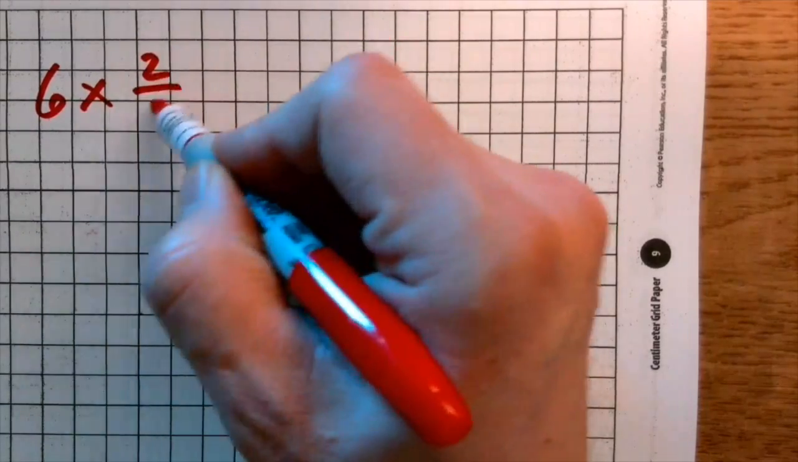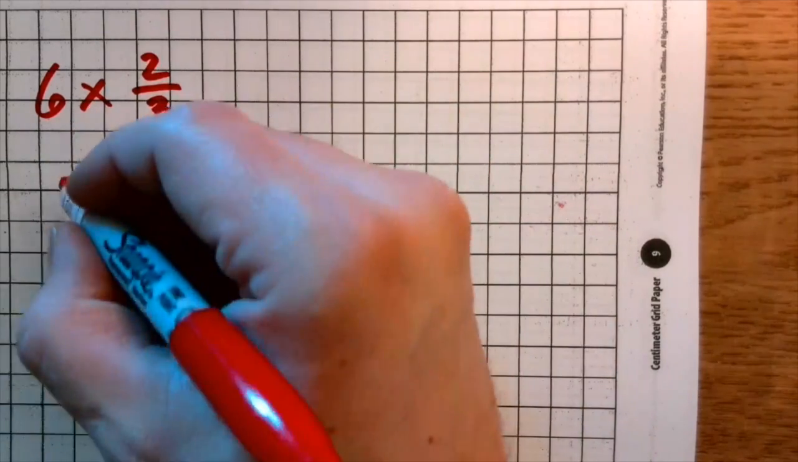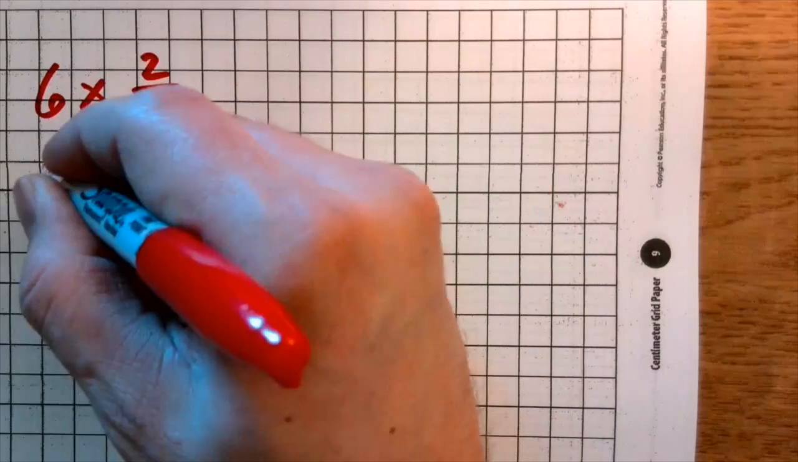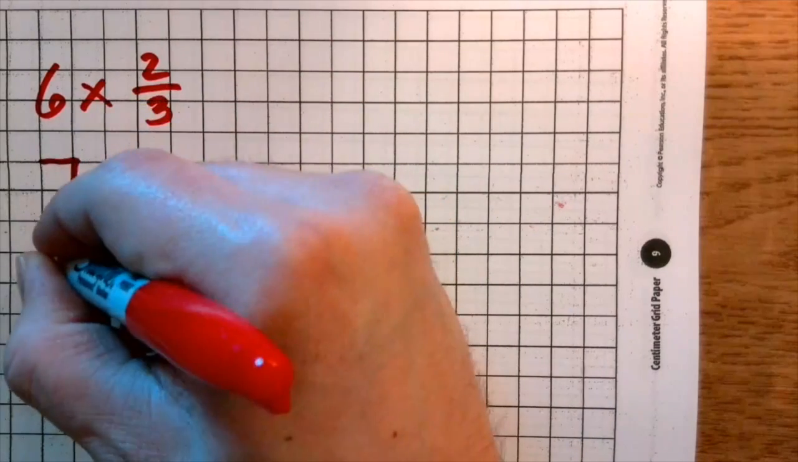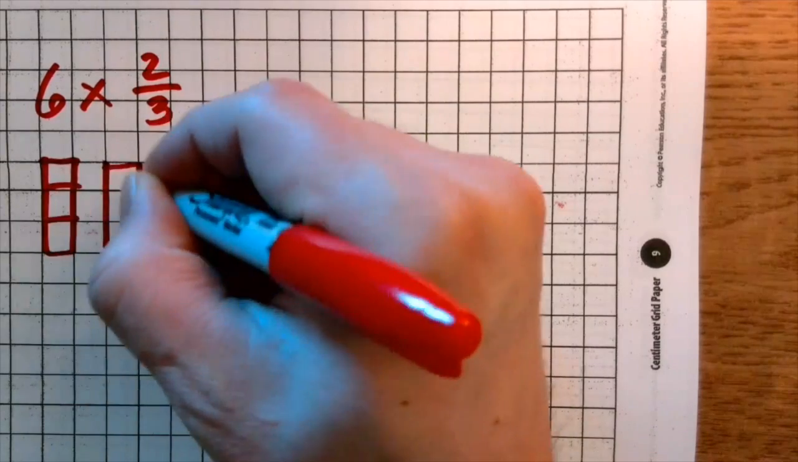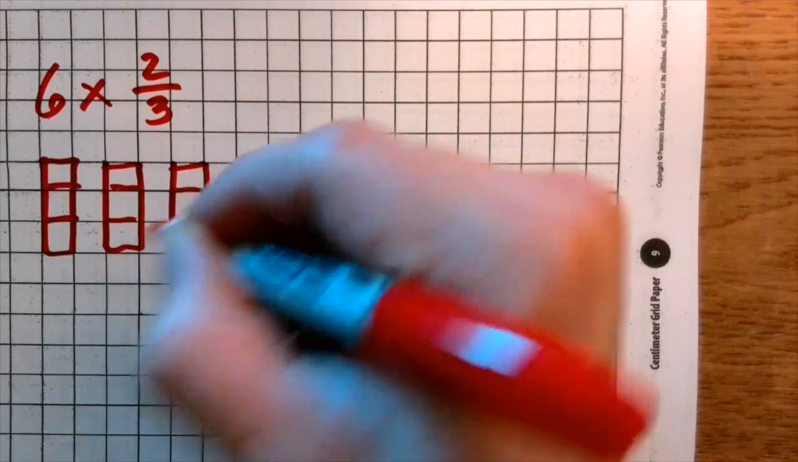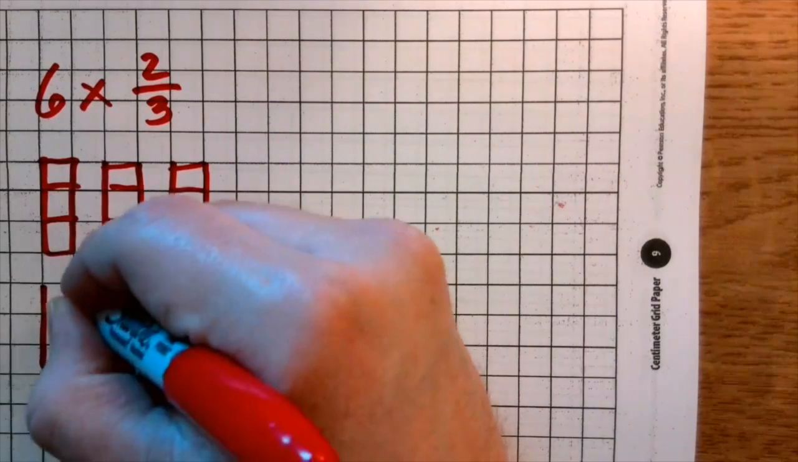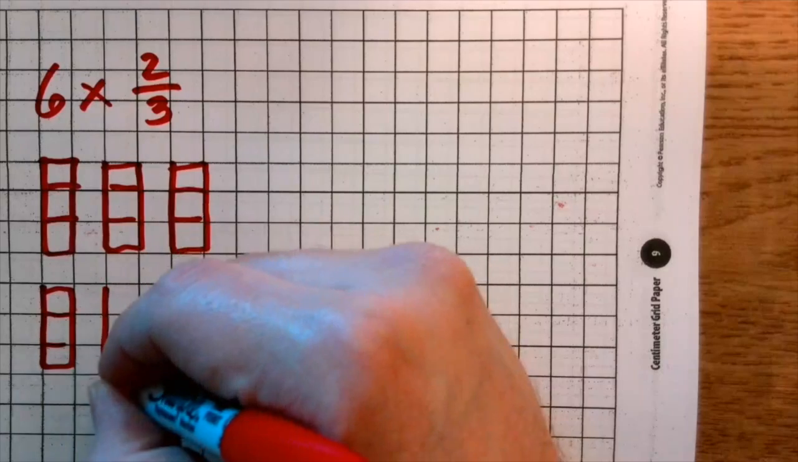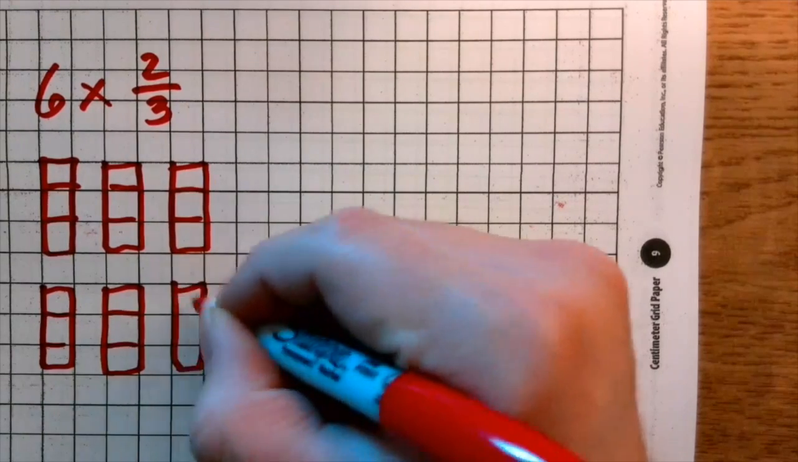So we've got six groups of 2/3. And the kids would look at the denominator of thirds and they would make models here showing thirds like this. So there's the thirds. They don't have anything shaded in them yet. They're just open models with thirds in there.